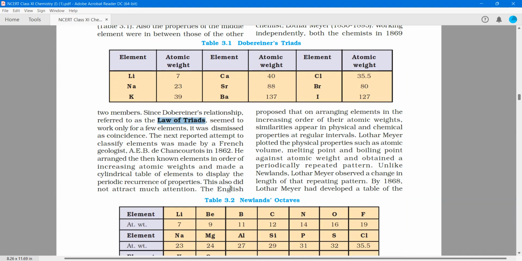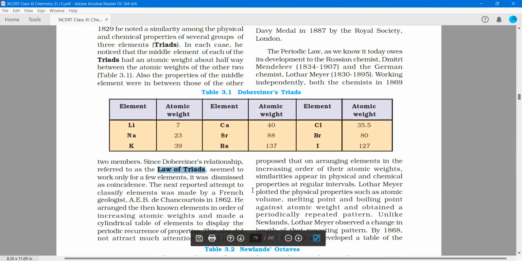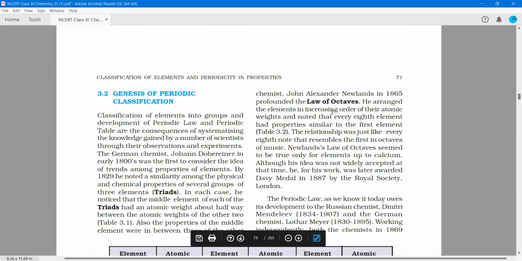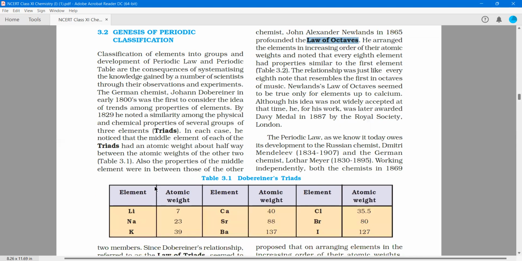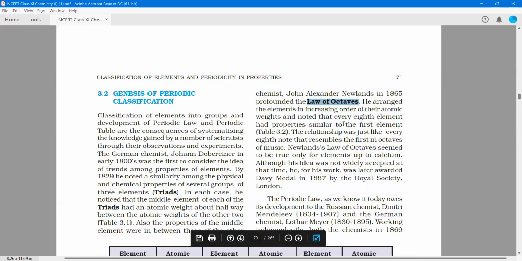डिफरेंस हो रहा है प्रॉपर्टीज का। नेक्स्ट क्या है, the English chemist John Alexander Newlands in 1865 propounded the law of octaves. अभी law of octaves क्या होता है? अभी तो हम लोग law of triads पढ़े, अभी हम लोग law of octaves पढ़ेंगे.